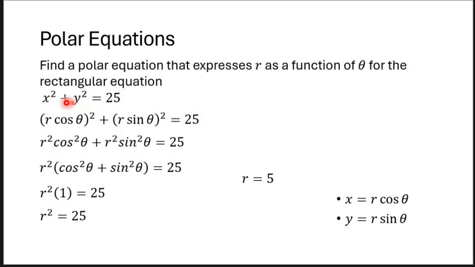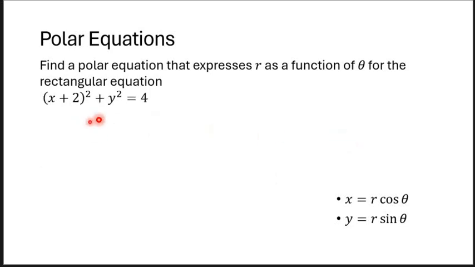This is the rectangular equation, x squared plus y squared equals 25, of the circle centered at the origin with a radius of 5. And this is the polar equation for that same circle. Alright, what if the circle isn't centered at the origin? Let's take a look at this circle.